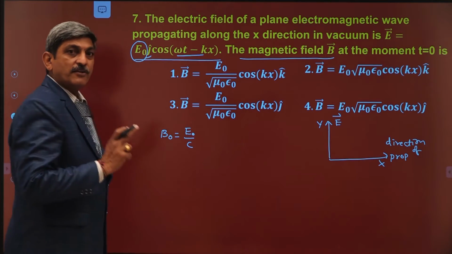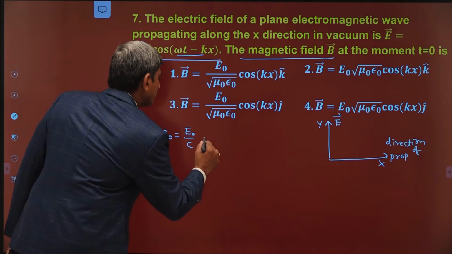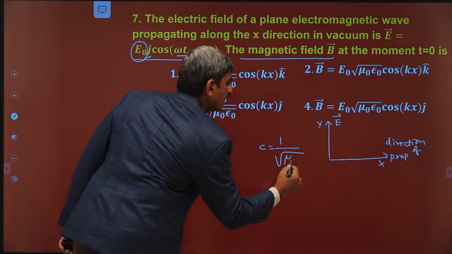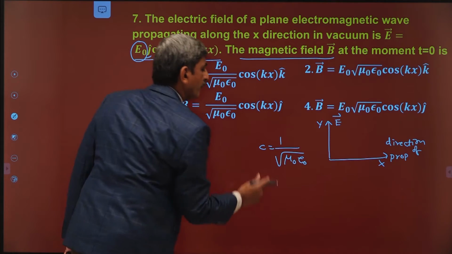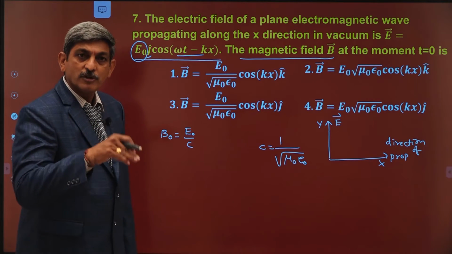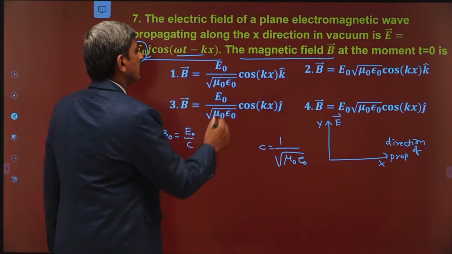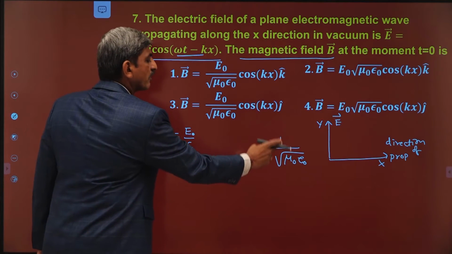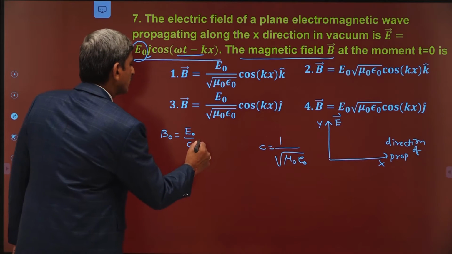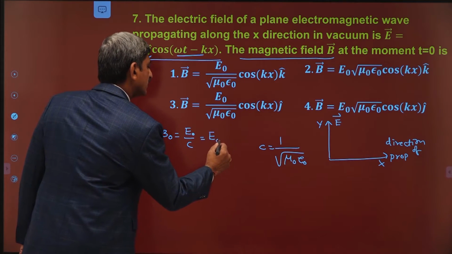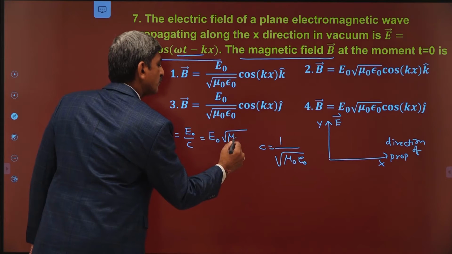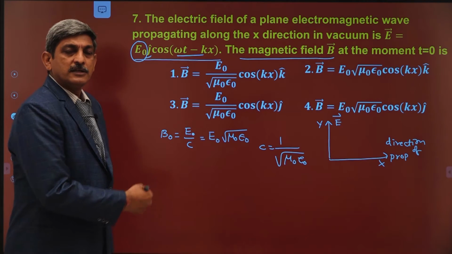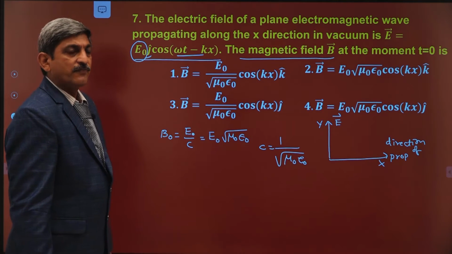Here C is the velocity of light in vacuum, given by the formula C is equal to 1 by root of mu naught epsilon naught. We know that this is a constant value, but without mentioning the constant value, in this problem the values are given in terms of mu naught and epsilon naught. That's why we take C is equal to 1 by root of mu naught epsilon naught, so that we can write it as E naught root of mu naught epsilon naught. So we obtain the amplitude of the magnetic field.